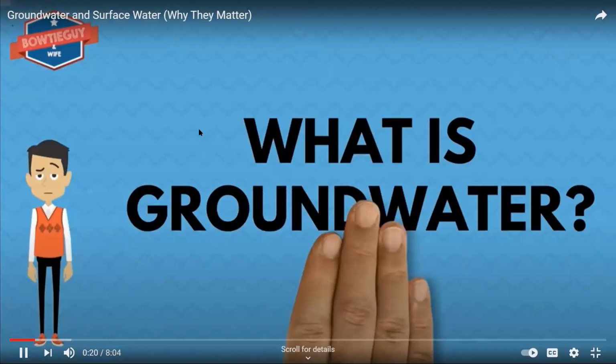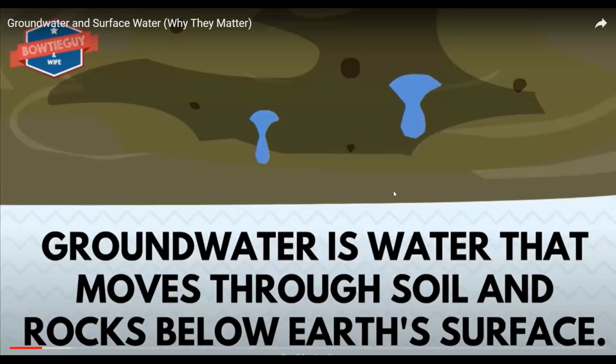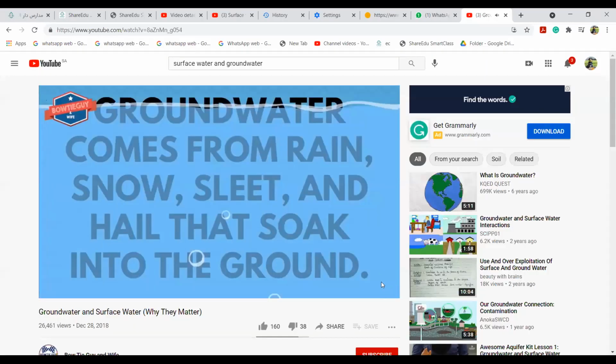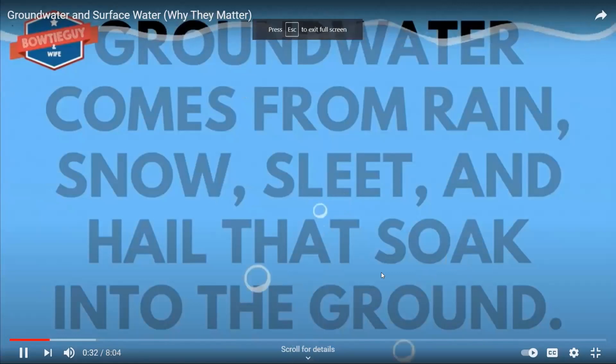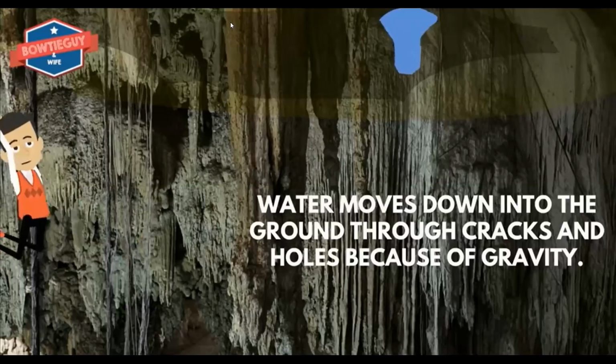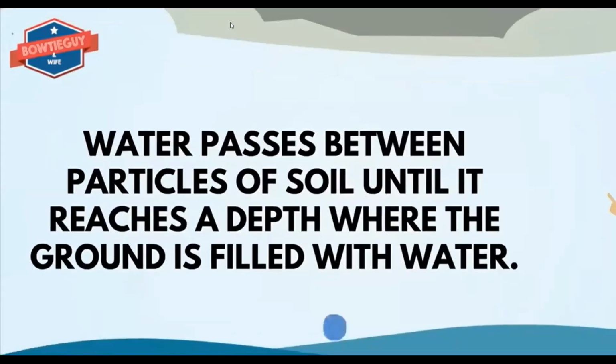What is groundwater? Groundwater is water that moves through soil and rocks below Earth's surface. Groundwater comes from rain, snow, sleet, and hail that soak into the ground. Water moves down into the ground through cracks and holes because of gravity. Water passes between particles of soil until it reaches a depth where the ground is filled with water.